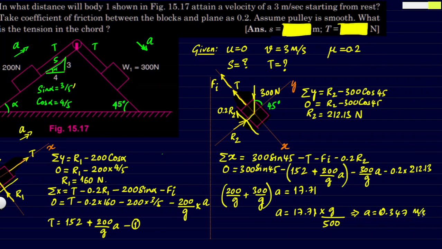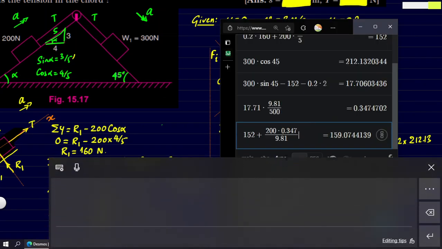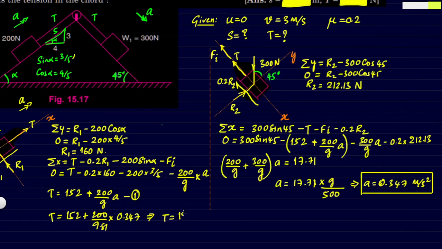So that's our acceleration. Now using this acceleration we'll be able to find both the quantities that we have been asked to find in the question. First, let us go for the tension. We know the formula for tension. Let us substitute the value of acceleration. So that is 152 plus 200 by 9.81 times a, that is 0.347. So that comes out to be, when you feed it in the calculator, we are getting 159.07. So this, of course, will be in newtons. So this is one of the answers.